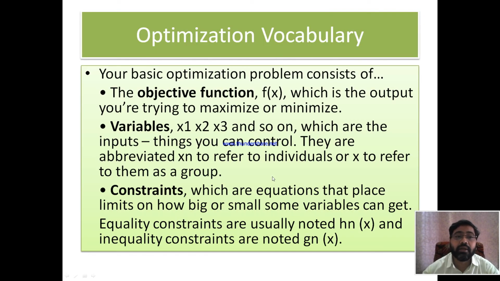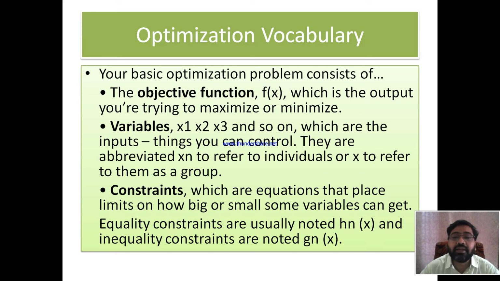Optimization vocabulary. Your optimization problem consists of three things: the objective function f of x, which is the output you are trying to maximize or minimize, then variables x1, x2, x3, and so on. Here the variable in our problem that we are going to discuss, that is economic dispatch, is power generation of each unit, Pg1, Pg2, Pg3, and so on.